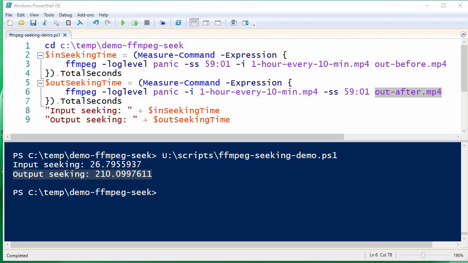It should be noted that the input was transcoded. If I had specified to copy the input codec, there would be very little difference in using input versus output seeking.